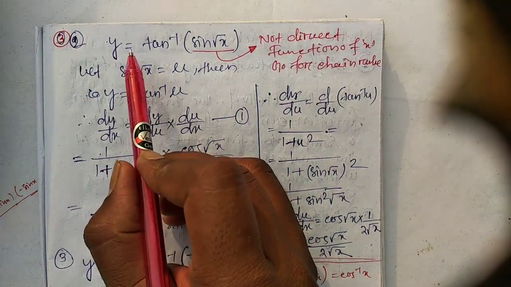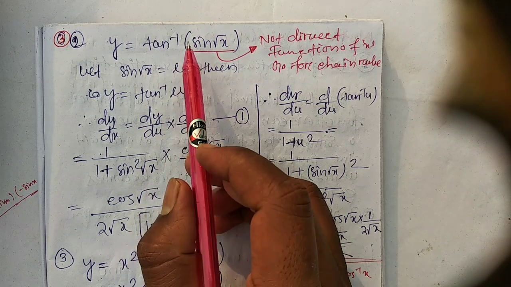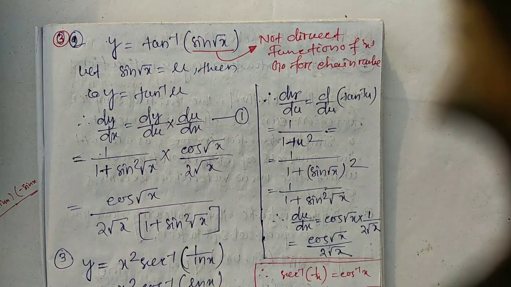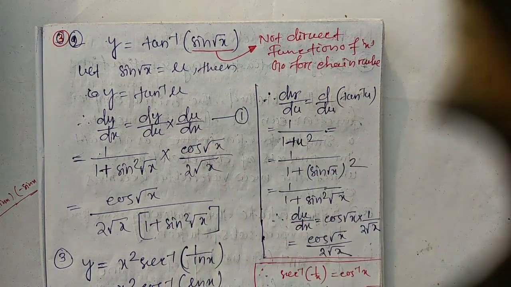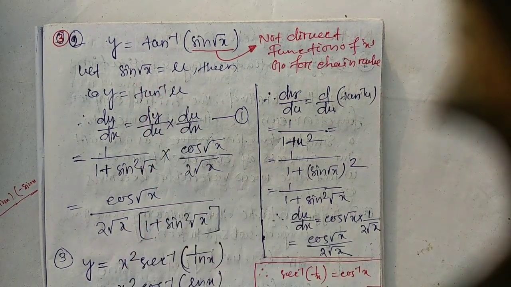Here the question is, y is equal to tan inverse of sine root x. So here, it is not a direct function of x. So we have to apply the formula of tan inverse x, and second, the chain rule. With these two concepts, we will find the derivative of this function. Here, sine root x is making the problem, so we have to take some other variable. Let's say sine root x is equal to u.